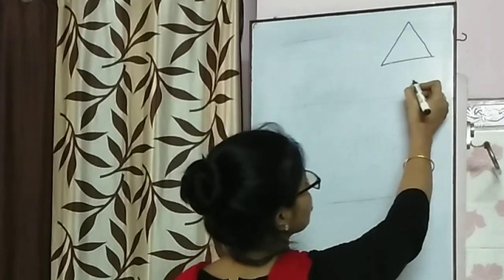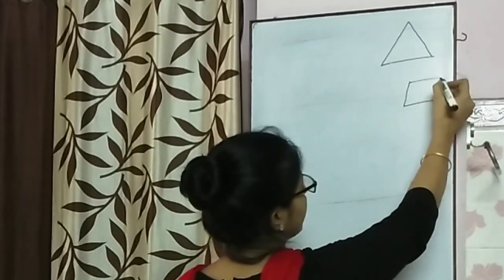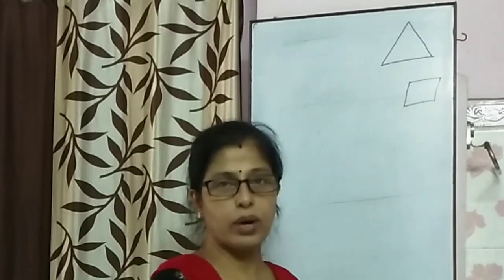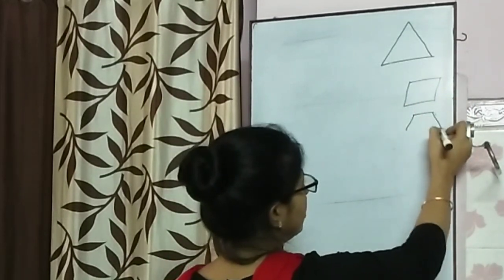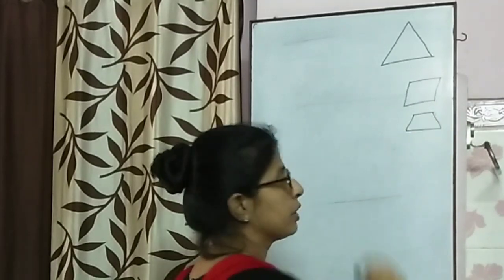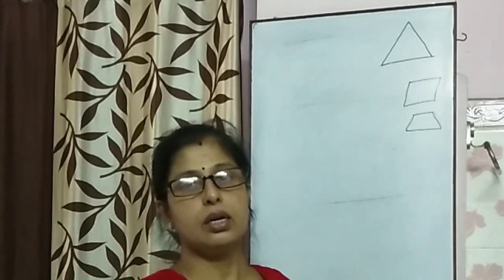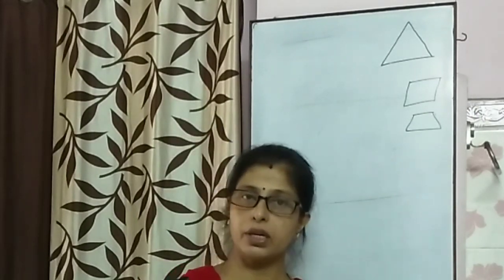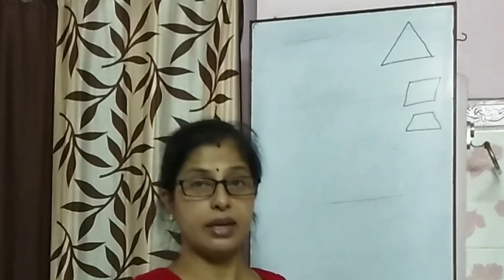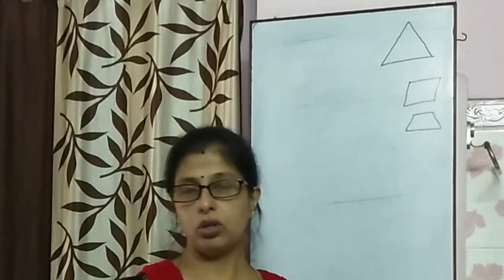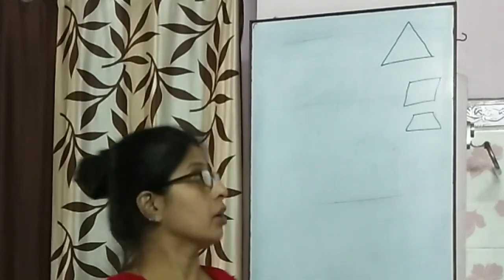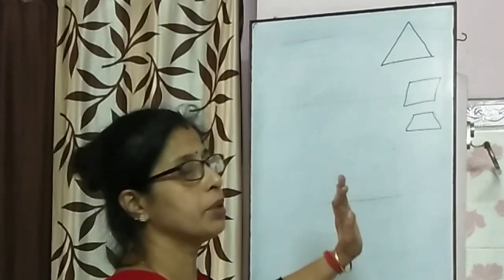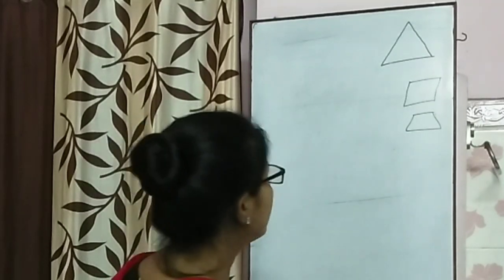If it is enclosed by four sides, then it will be a quadrilateral. Anyway, if I would enclose it by four sides, then it will be called quadrilateral. If it would be enclosed by five sides, then it will be called pentagon. 6 sides, then hexagon. 7, then heptagon. 8, then octagon. 9, nonagon. 10, decagon. So depending on the number of sides, we name the figure.